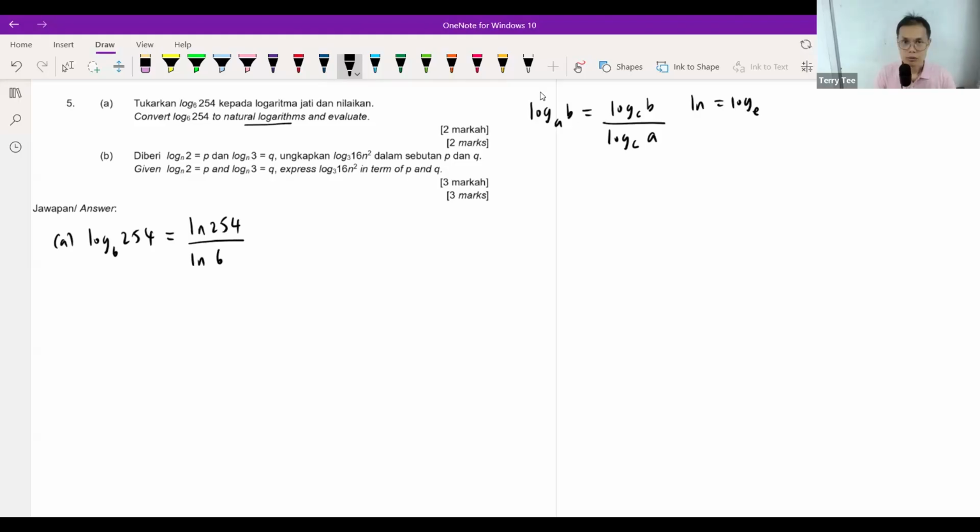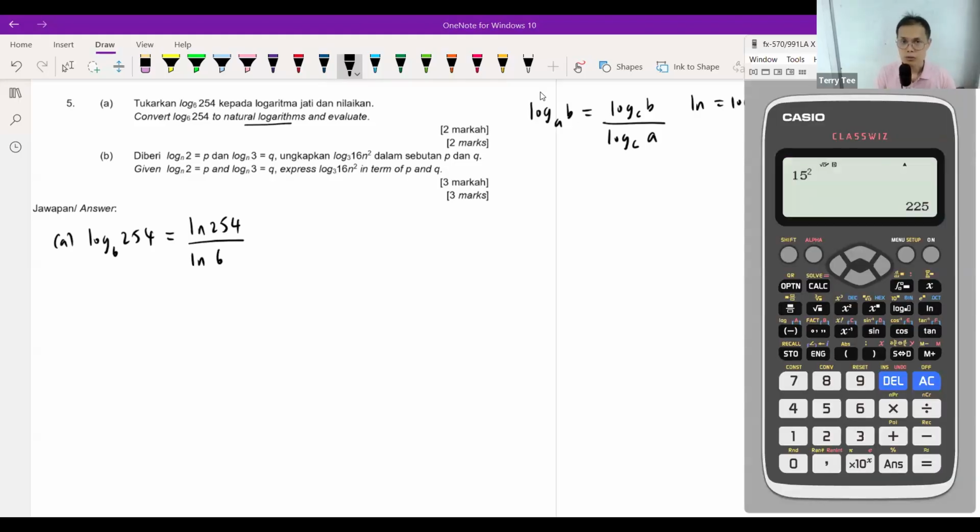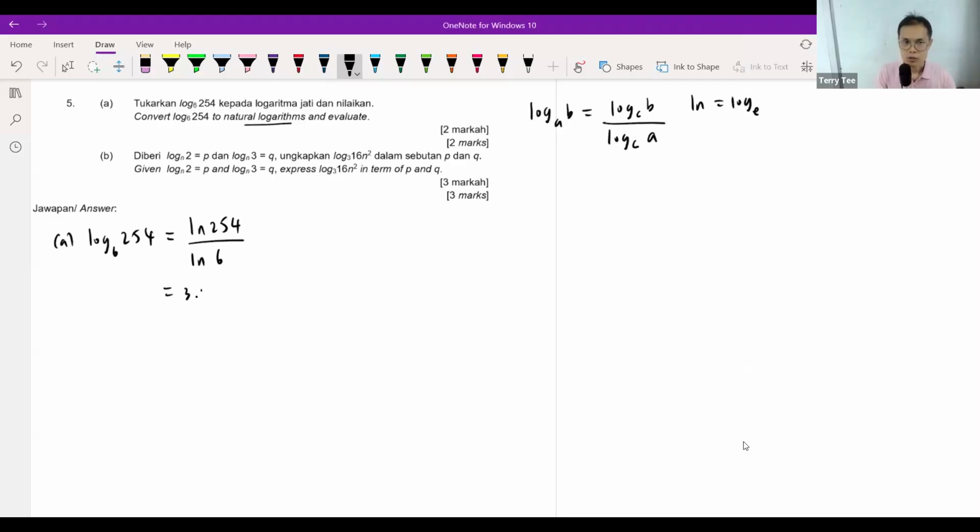Here we got to use a calculator because the question says convert it to natural logarithm and evaluate. So to evaluate, you use ln here. You can see below your x here, ln 254. You divide by ln 6. And my answer is 3.090. I give your answer correct to 4 significant figures. All right, that's first part.